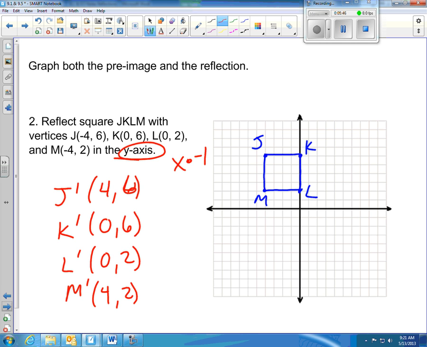Our J prime is going to be over 4, 1, 2, 3, 4, and up 6. J prime. K prime stayed as the same point, and so did L prime. And M prime is over 4, 1, 2, 3, 4, and up 2. So now our red image is our reflected image.